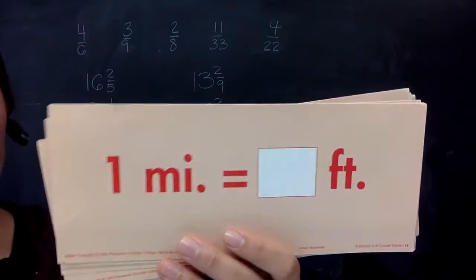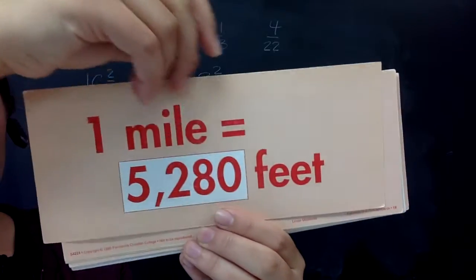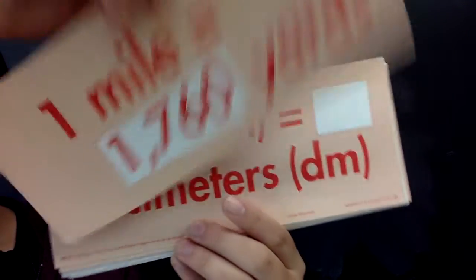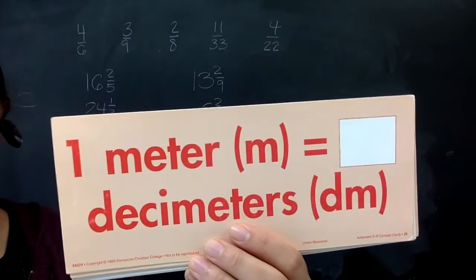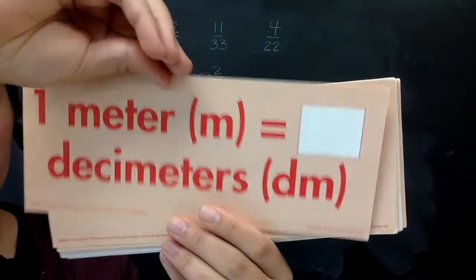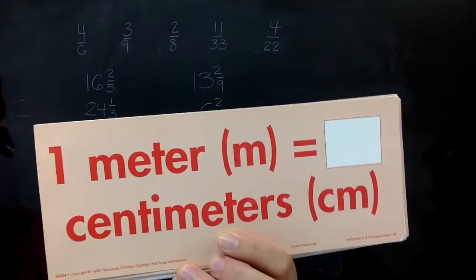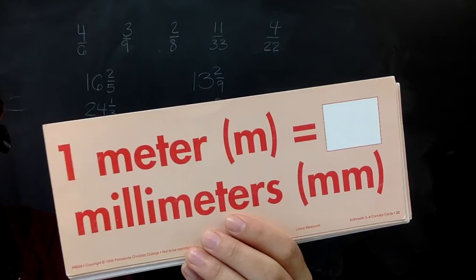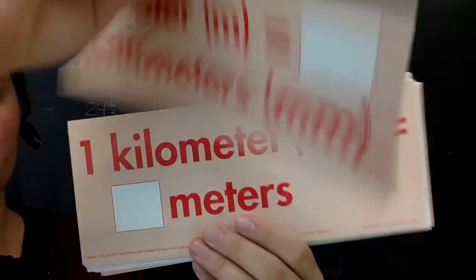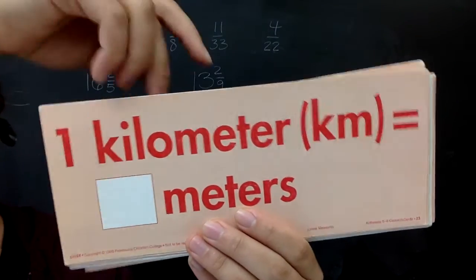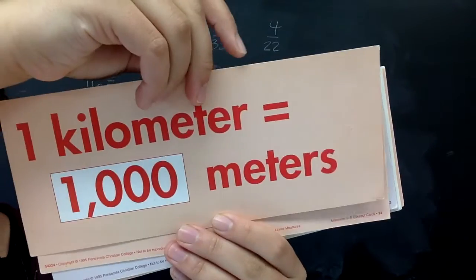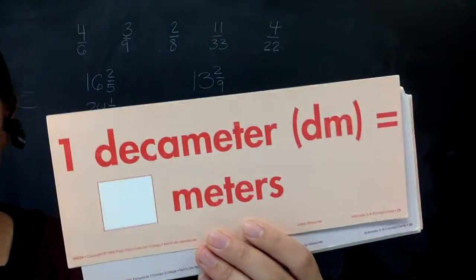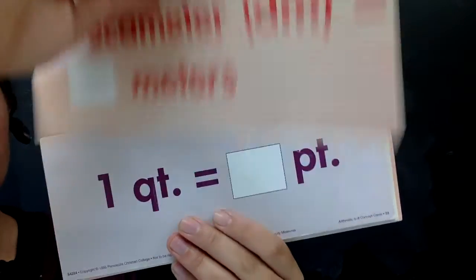1 mile equals how many feet? 5,280. 1 mile equals how many yards? 1,760. 1 meter equals how many decimeters? 10. 1 meter equals how many centimeters? 100. 1 meter equals how many millimeters? 1,000. 1 kilometer equals how many meters? 1,000. 1 hectometer equals how many meters? 100. 1 decameter equals how many meters? 10.